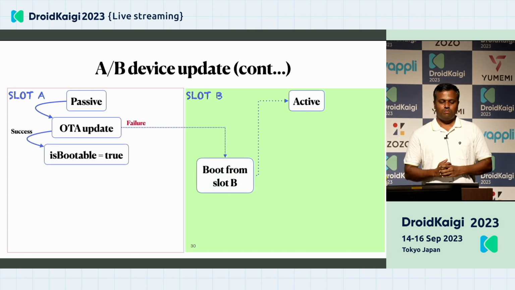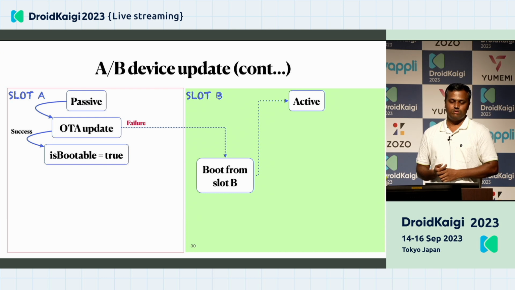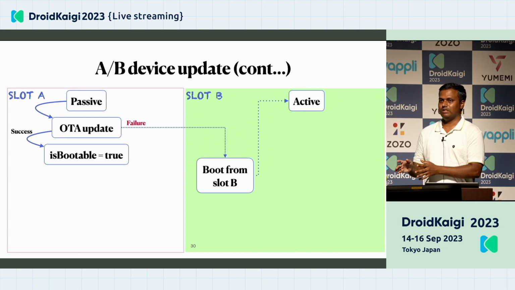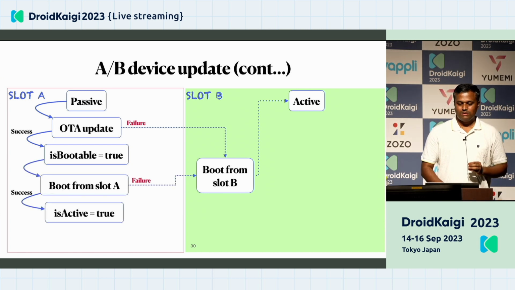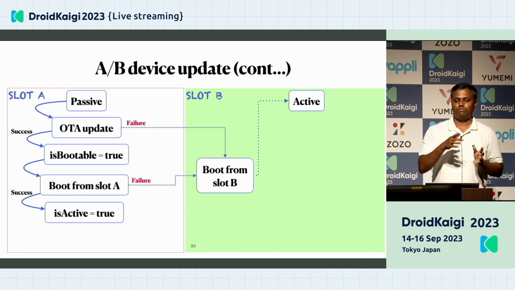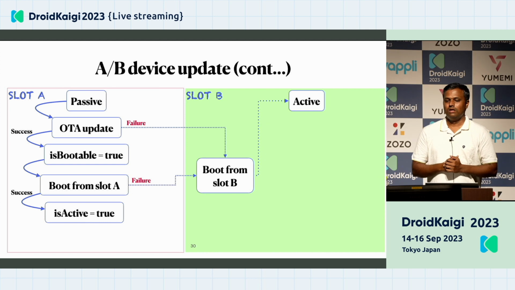If there is any problem while downloading the new OS image, then in case of failure, anyways you are using slot B, so user experience is not affected and you can continue using slot B as it is. But if it is successful, then the is bootable flag will be updated by the update engine daemon using the boot HAL, hardware abstraction layer. This particular flag will be updated, and it will tell the bootloader to load from slot A. Okay, then the bootloader will be trying to load from slot A.